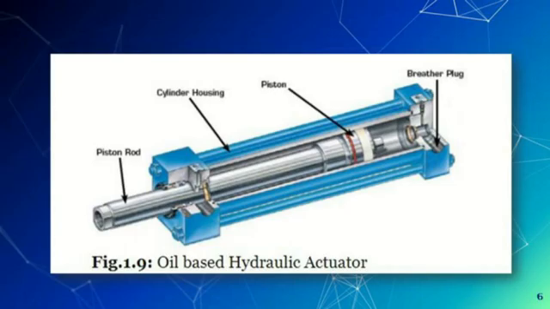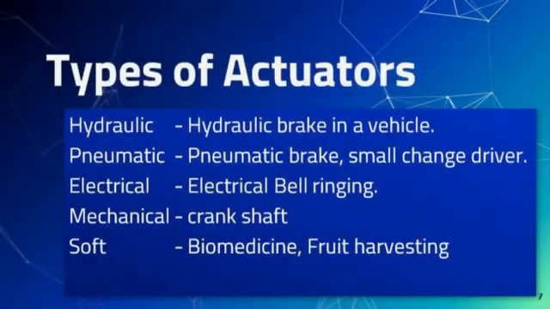Now we shall see the different types of actuators. First one is the hydraulic actuator. In a vehicle, this hydraulic brake actuator is used. As we have seen in the previous picture, there is a piston and there is a piston rod. This will be moving front and back. In between the rods there is oil. So this is an example of a hydraulic actuator.